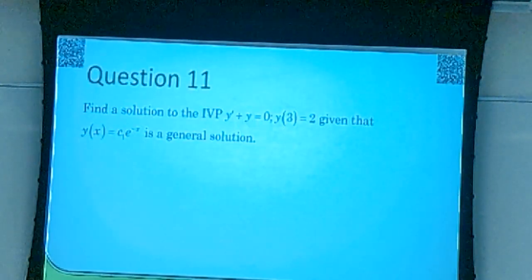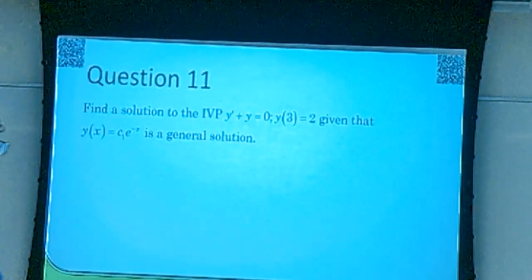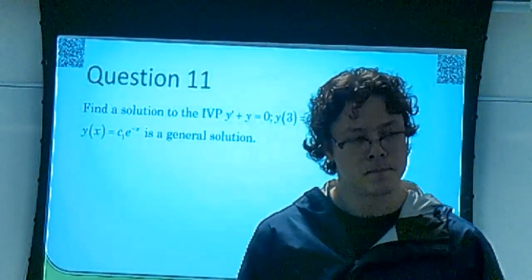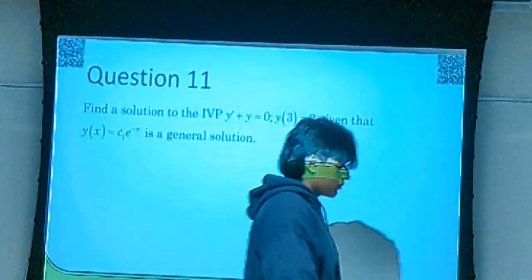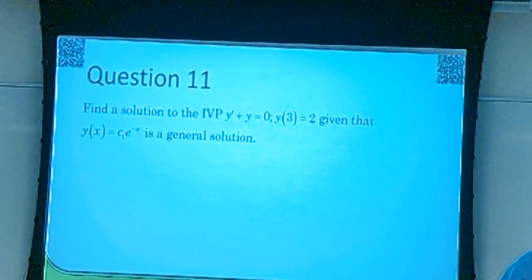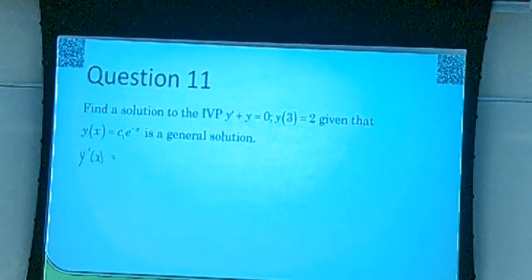y prime plus y equals 0, with the initial condition y of 3 equals 2. And we're told that C1 e to the negative x is a general solution. We don't need to verify it. You can if you want to.